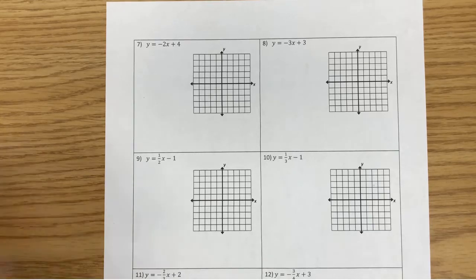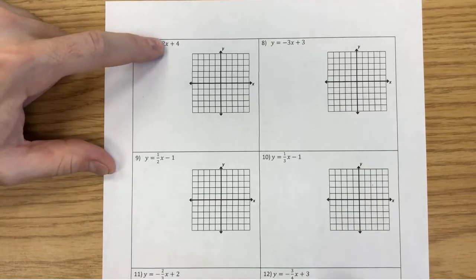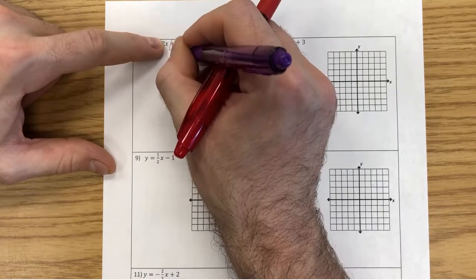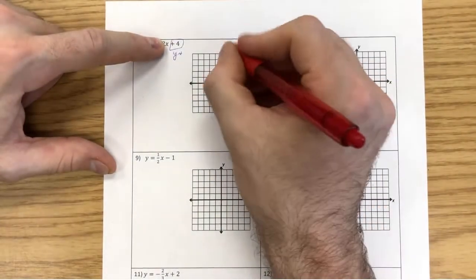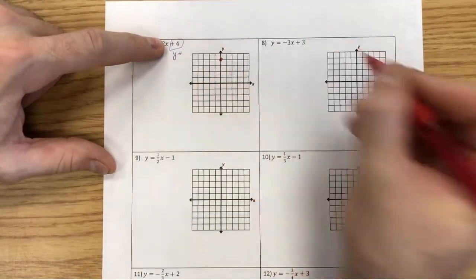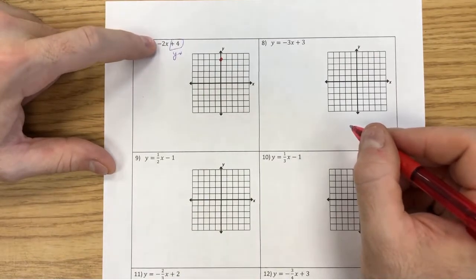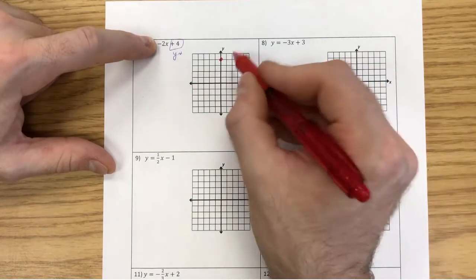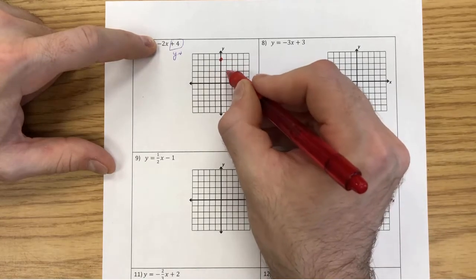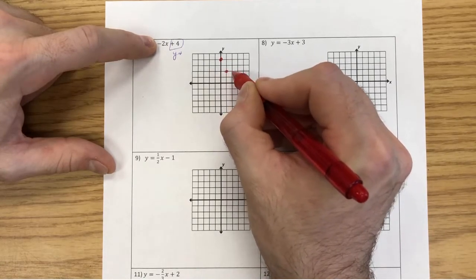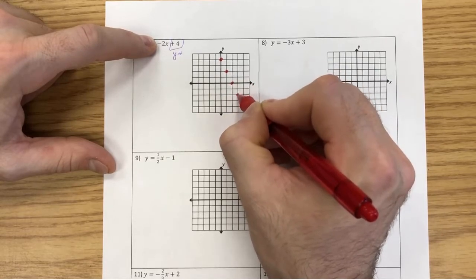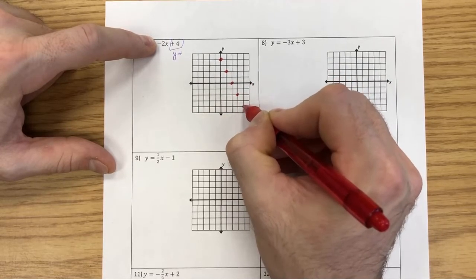Okay, perfect. So let's see how you did. The first thing I note is that this is my y-intercept. So I'm going to put a point on my y-axis at 4. I know that each time I move over, I'm going to go down by 2. So as I move over, down by 2. Move over, down by 2. Move over, down by 2. Move over, down by 2.